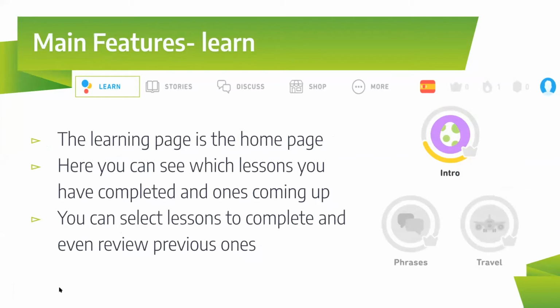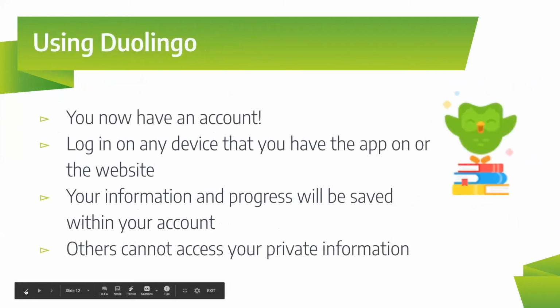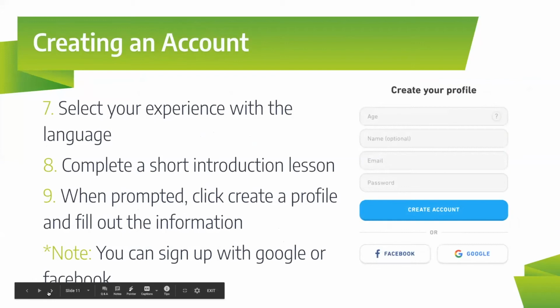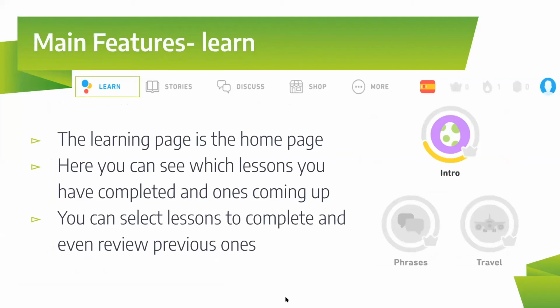So now I will be discussing the main features of Duolingo. As you can see on the screen, there's a small bar right below where it says main features with a few icons. And this shows the different parts of the website. It is actually taken from the website to simulate what the website looks like.